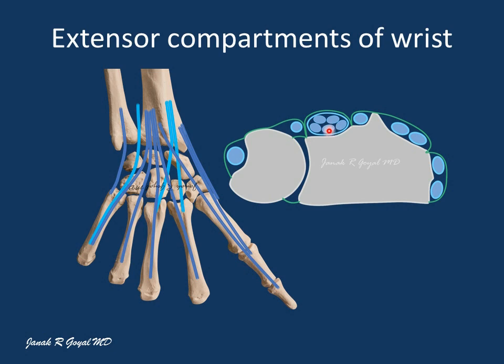compartment number 5 by the extensor digiti minimi, and usually is superficial to the distal radio-ulnar joint. Compartment number 6 is occupied by the extensor carpi ulnaris and is located in a groove on the head of the ulna between the ulnar styloid and the head of the ulna.